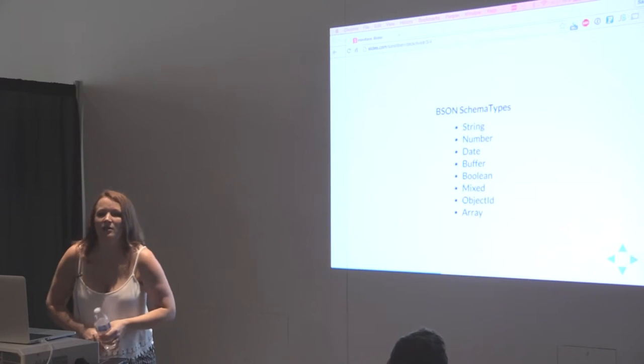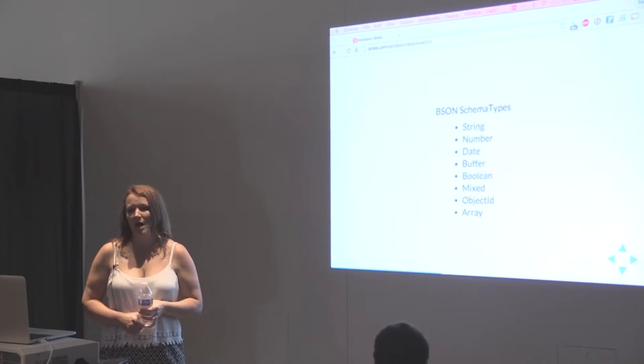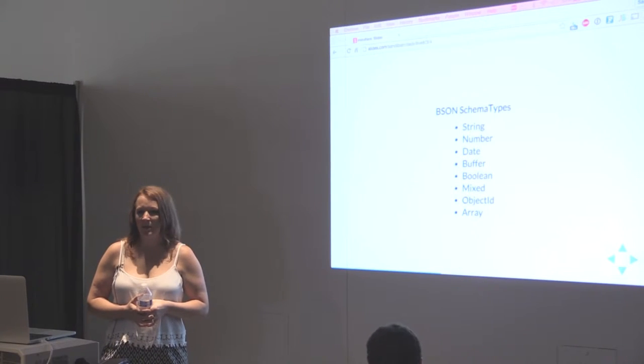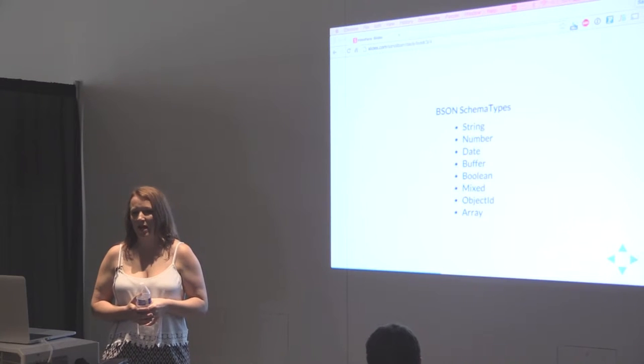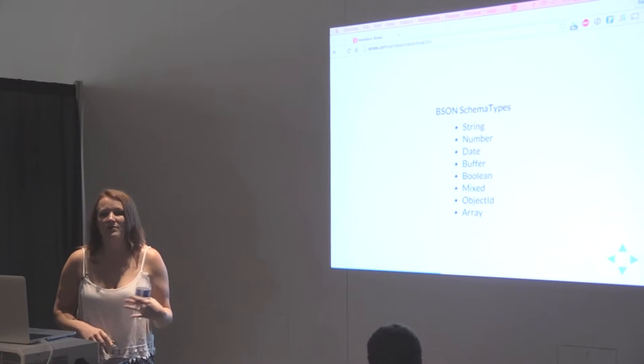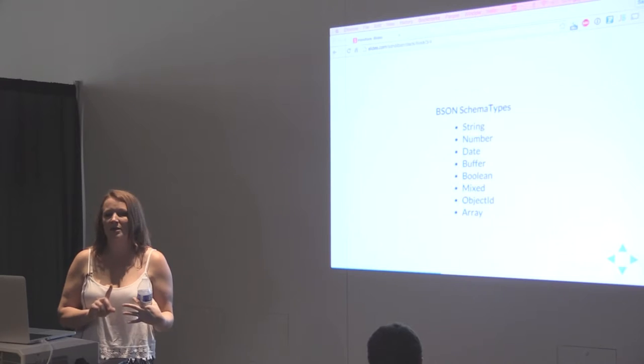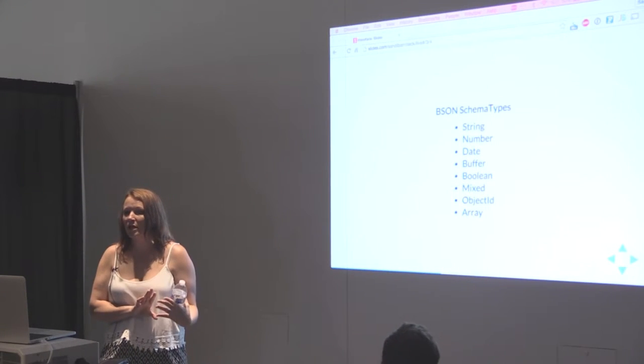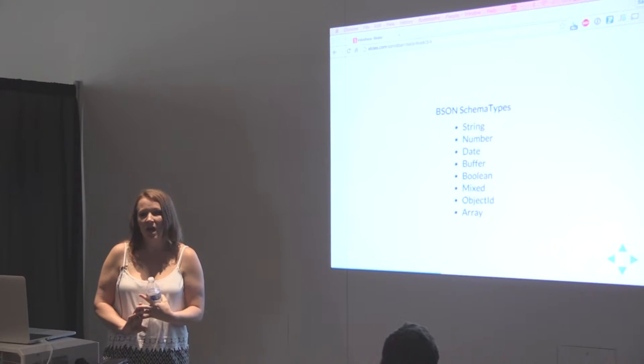The different types that you have available to you in BSON, which is short for binary JSON, the format that MongoDB uses to store data. You have your typical JavaScript types like string, number, date. You have a buffer for binary data, booleans, mixed, which we've already talked about.